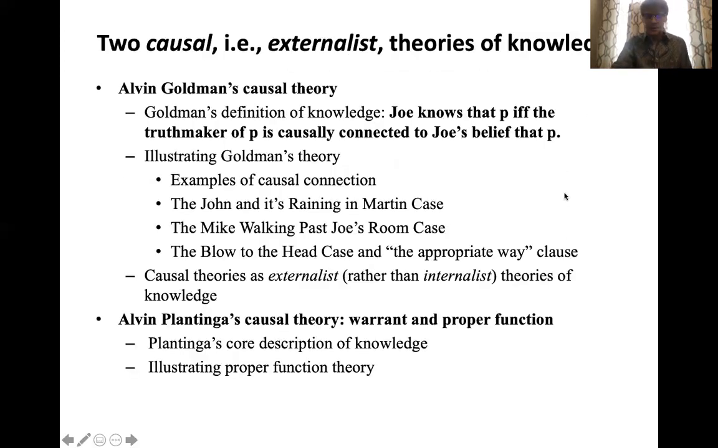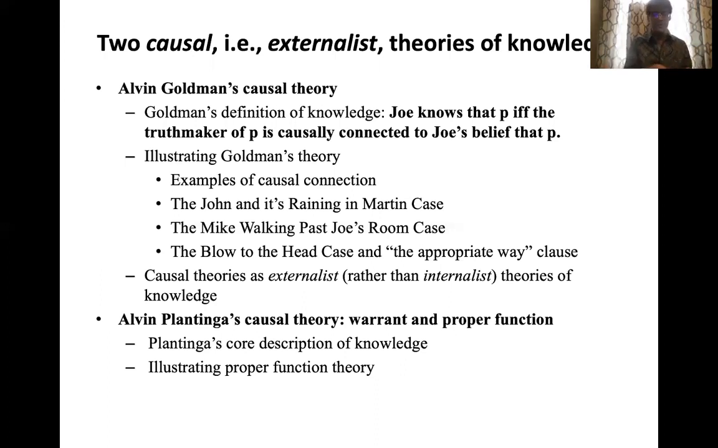Okay, so we'll be looking at Alvin Goldman's causal theory of knowledge. He wants to say that Joe knows that P if and only if P's truth maker is causally connected to Joe's belief that P. We'll look at a couple of cases here, and then we're going to make the distinction between externalist and internalist theories of knowledge.